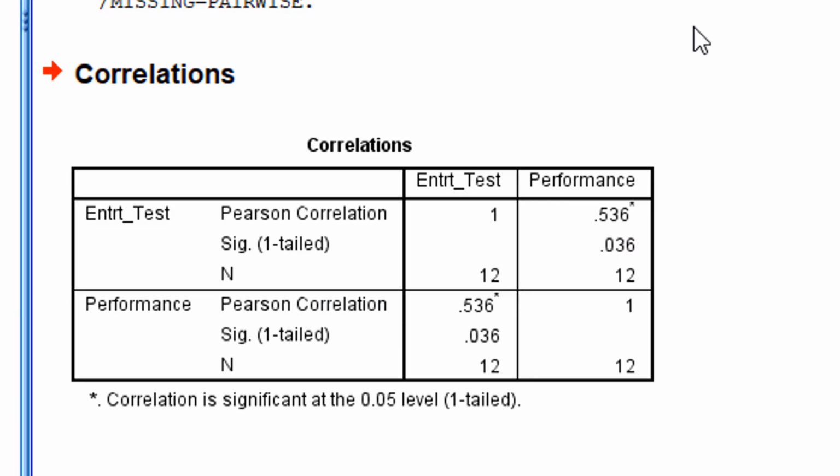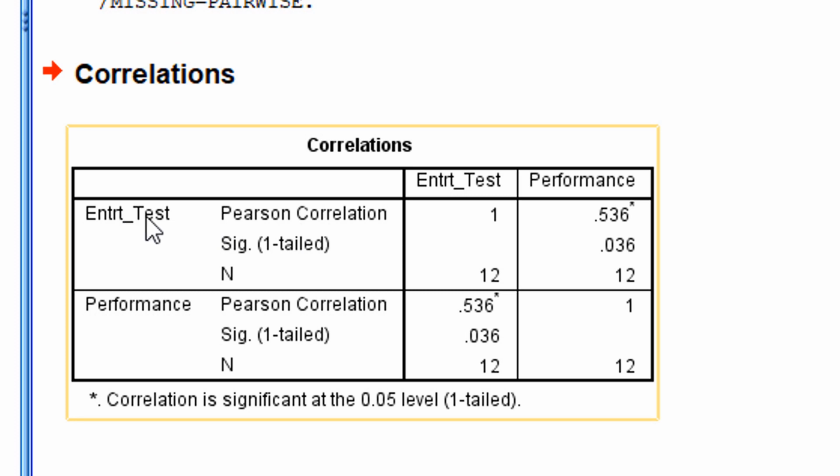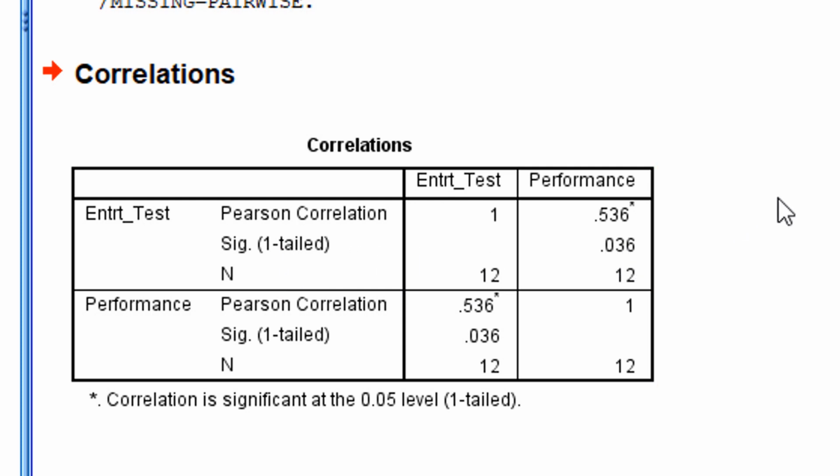Press OK, and here we see that entry test and performance are very much correlated with each other. There is a strong correlation according to Cohen's 1988 formula, that is 0.536, and you can see the p value is 0.036, which is less than 0.05. We can ascertain that there is a strong correlation between entry test scores and the students' classroom performance, and this result is also significant. So this is a simple example of correlation.